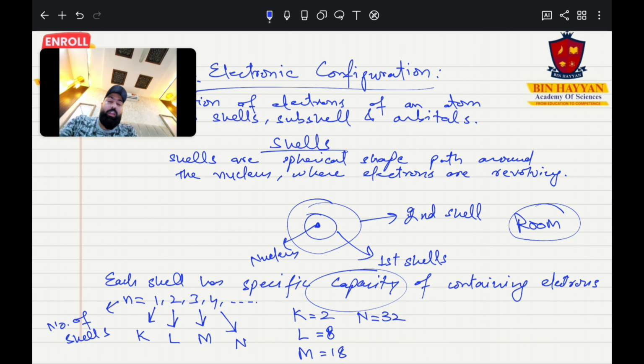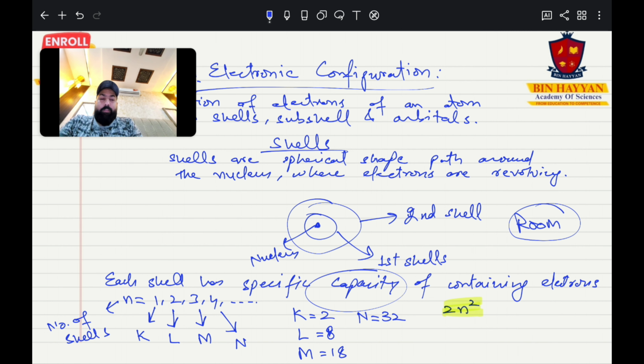Now the question is, how did I write these values without any formula? There is a formula with which we can also calculate. That formula is 2n². Remember this formula: 2n² is used for calculating the number of electrons in a specific shell. Now this n means the number of the shell.